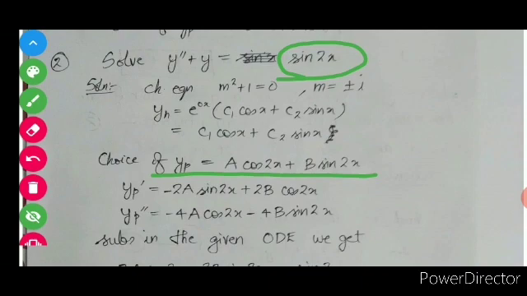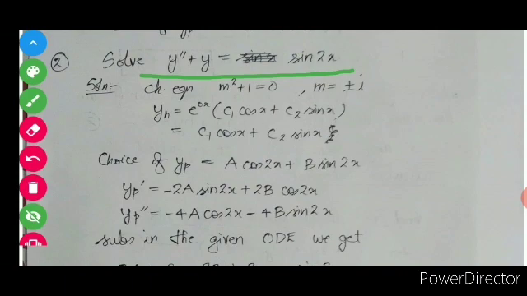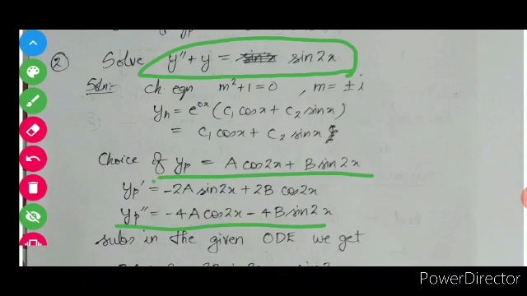Now next step is we have to find yp dash and yp double dash. Since your yp is a cos 2x plus b sine 2x, yp dash comes out to be minus 2a sine 2x plus 2b cos 2x, and yp double dash comes out to be minus 4a cos 2x minus 4b sine 2x. Now the next step is you have to substitute this yp, that is yp dash, yp double dash, etc. in the given ordinary differential equation. So it actually becomes yp double dash plus yp equal to sine 2x.